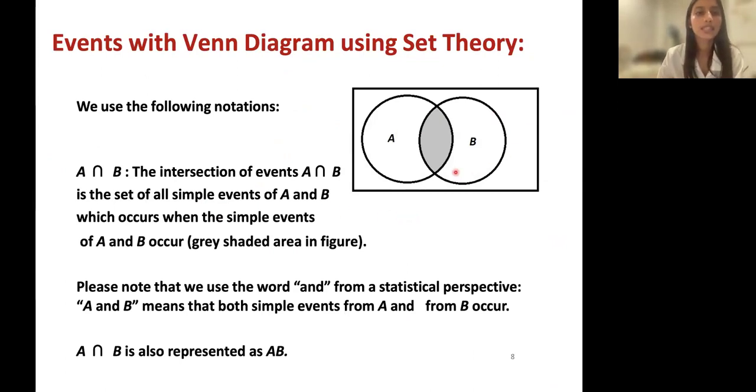And this is a representation of A intersection B. Only the things that are common between A and B, which is represented by this shaded area. So the intersection of events A and B is the set of all simple events which occur when the simple events of both A and B occur. So mathematically, it's A and B, while A union B is A or B, and A intersection B is A and B.